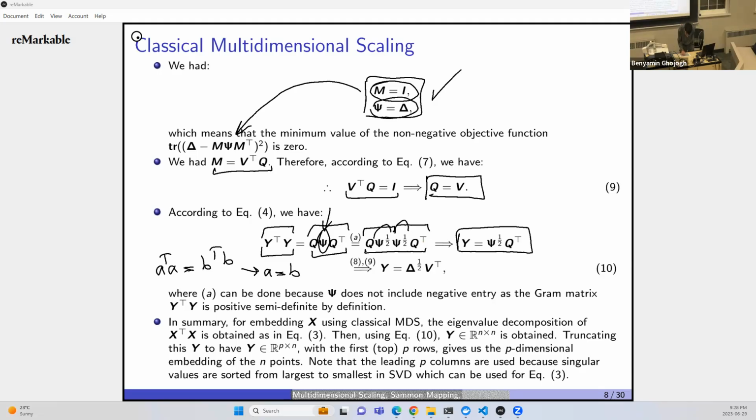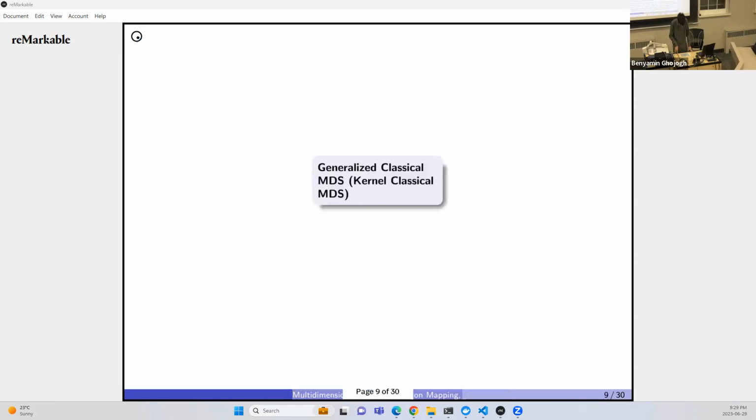Now I replace psi with delta, also Q with V. So Y becomes delta to the power of half times V transpose. This is what we were looking for: Y. Y is the embedding. This is exactly the solution of multidimensional scaling, where delta and V are found by the eigenvalue decompositions that we had. So this was classical MDS. Done.